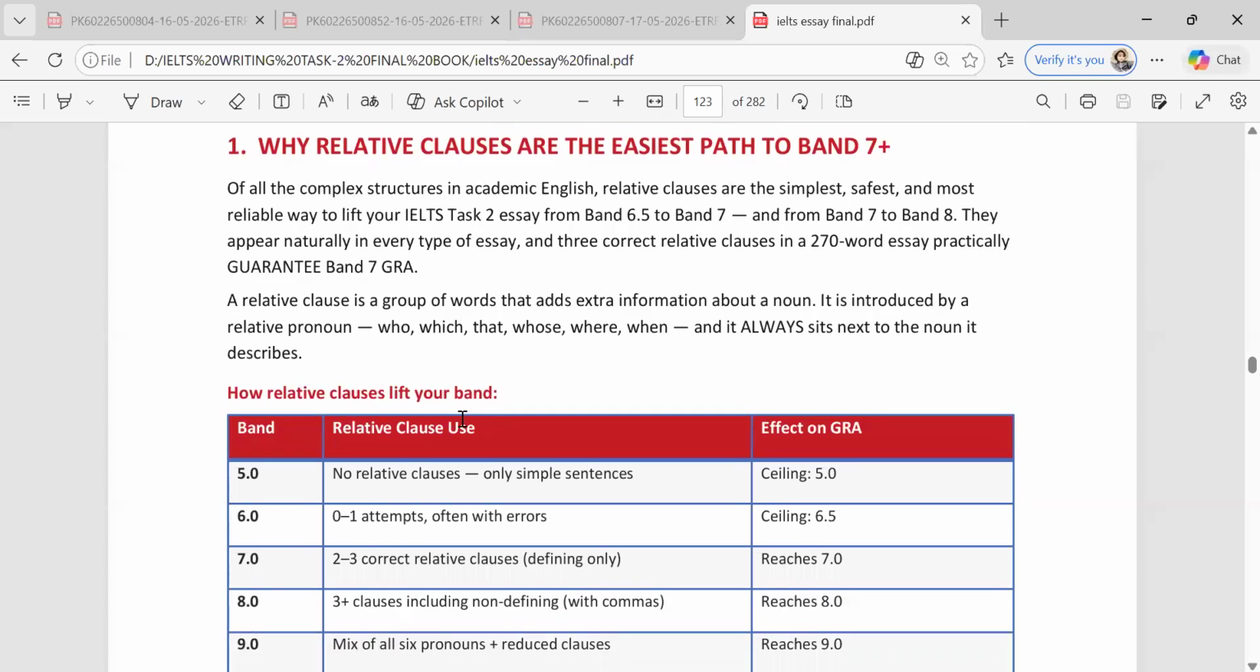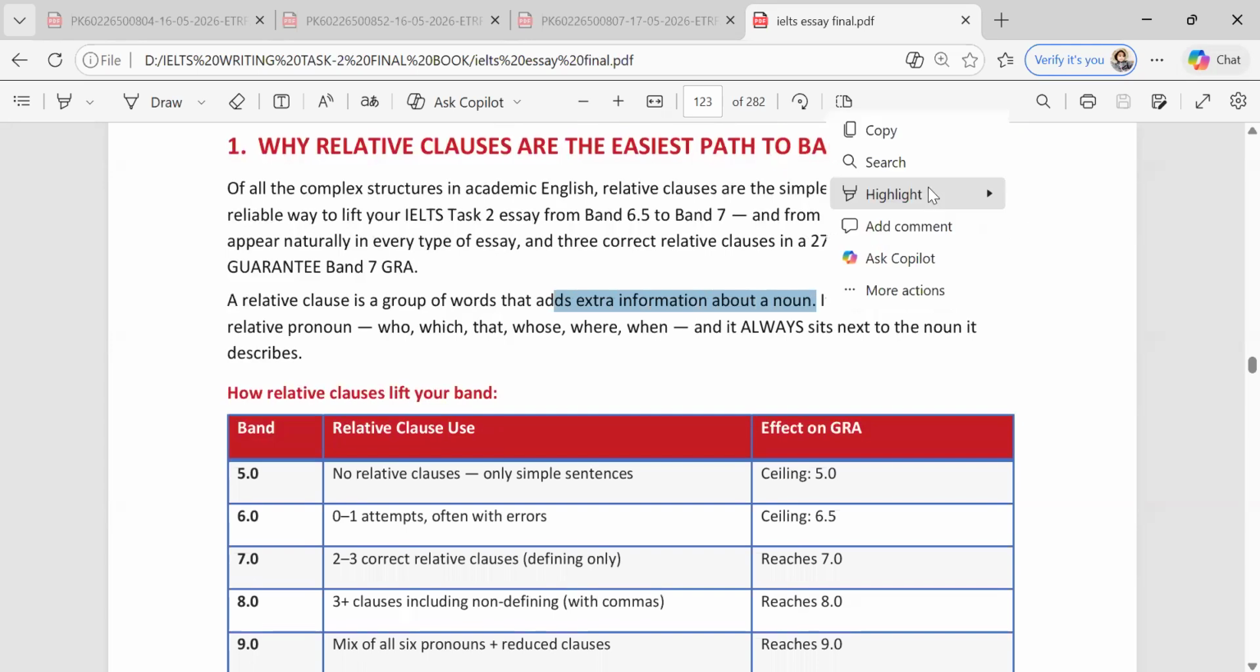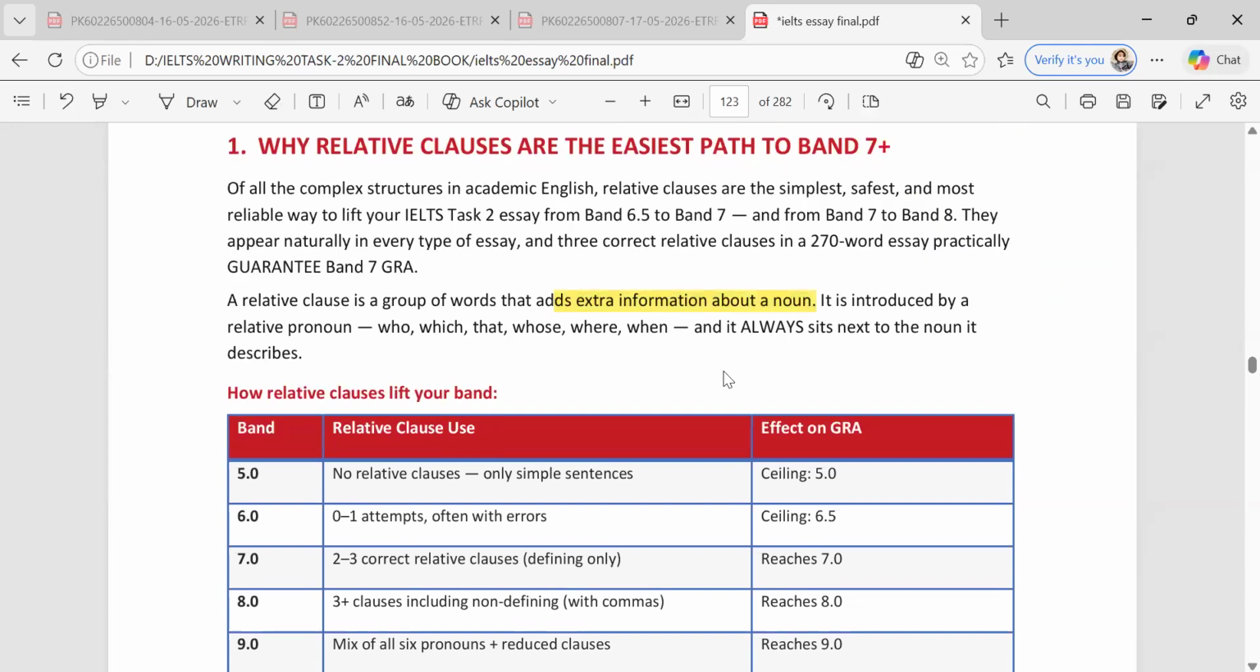So what are relative clauses? We will study them one by one. A relative clause is a group of words that adds extra information about a noun. You do understand that to modify a noun, we use adjectives. Or we can use a relative clause to add extra information about a noun. It is introduced by a relative pronoun to add extra information about a noun.